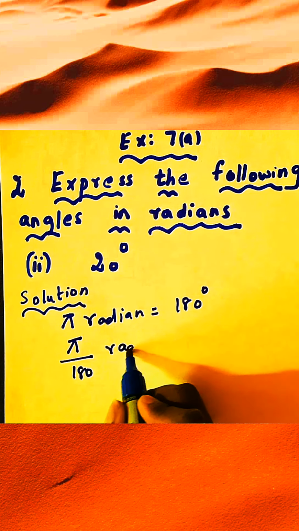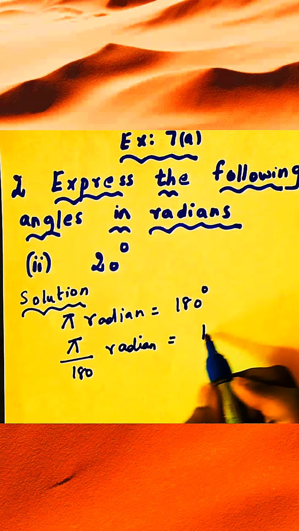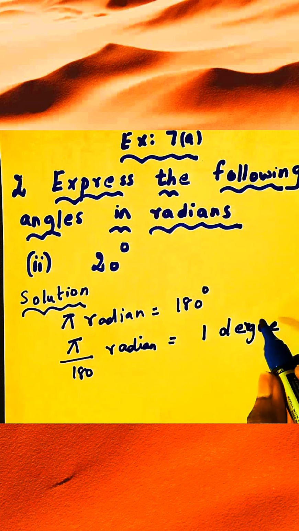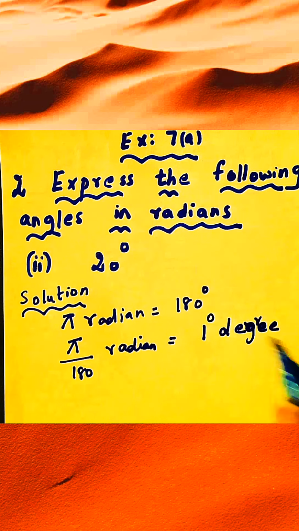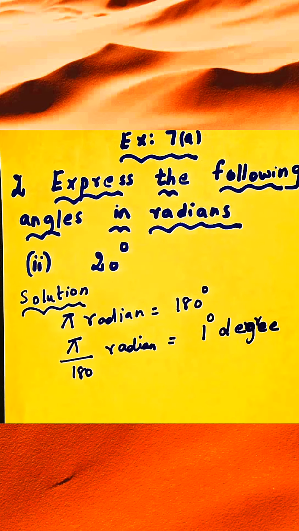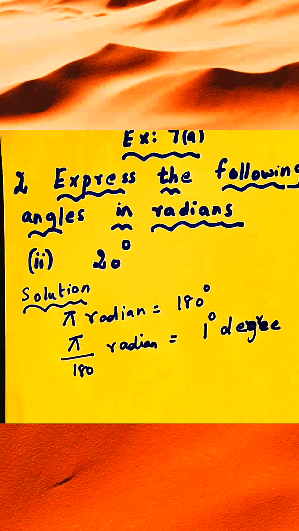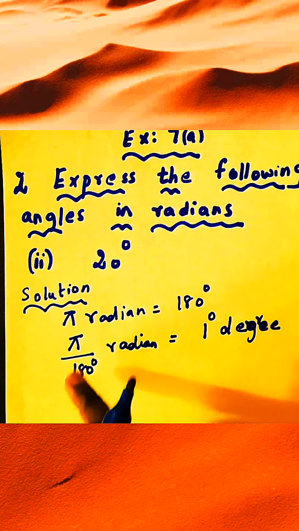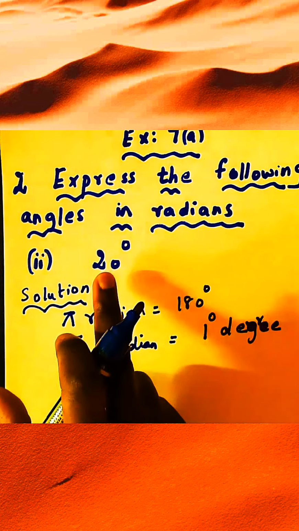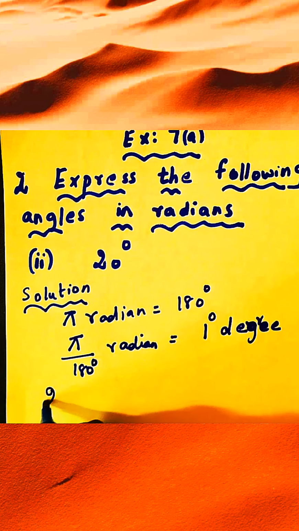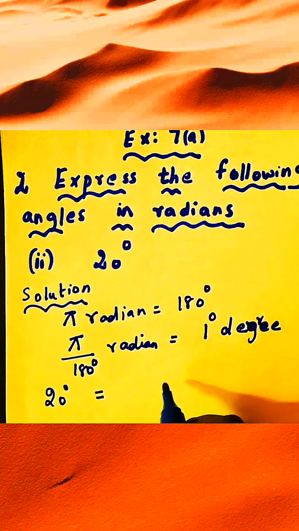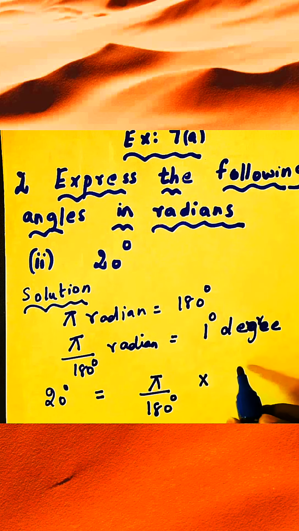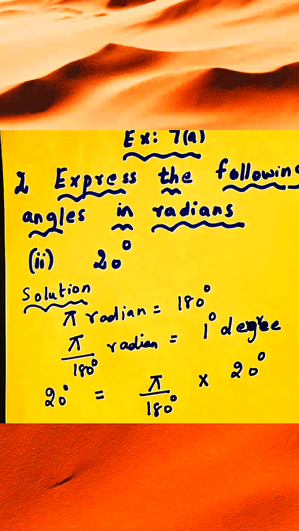So 1 degree will be equal to pi by 180 radian. So we have to multiply by pi by 180 degree with the given question. So 20 degree, how can I write this? Pi by 180 degree multiplied by 20 degree.